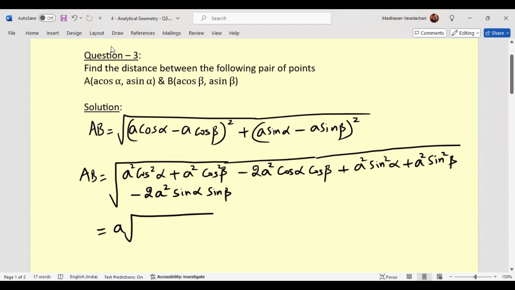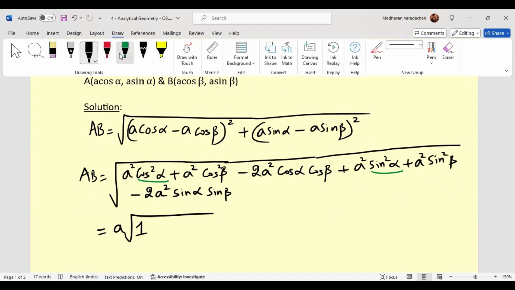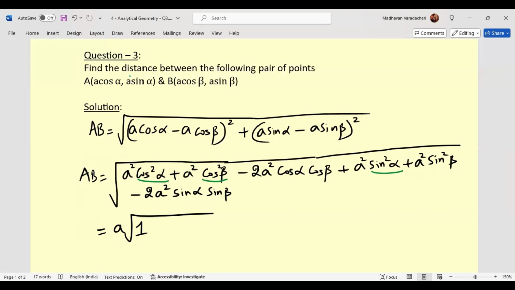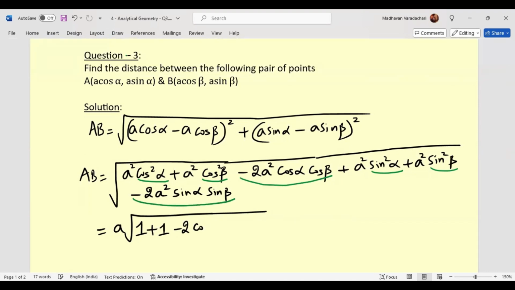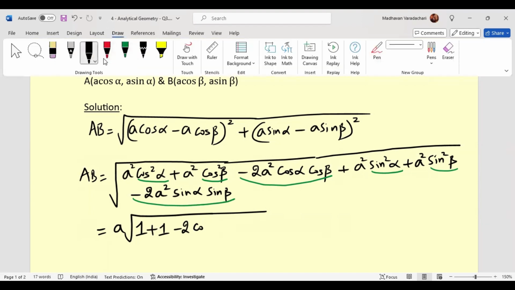Let me mark it. Cos square alpha plus sin square alpha, that becomes 1. Sin square alpha plus cos square alpha is 1. Again, we may notice cos square beta plus sin square beta is there. So again, one more 1 to be added. Then we have minus 2 times cos, or we can take that minus outside in both of them. In this also, we'll take minus 2 outside.